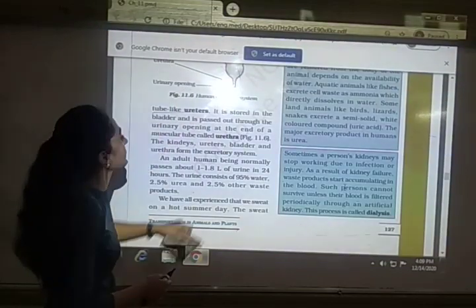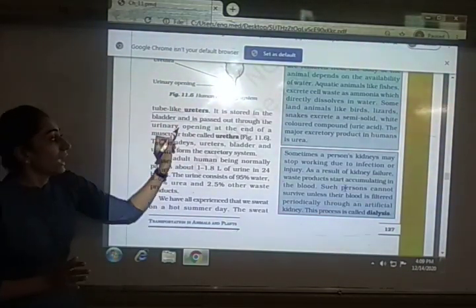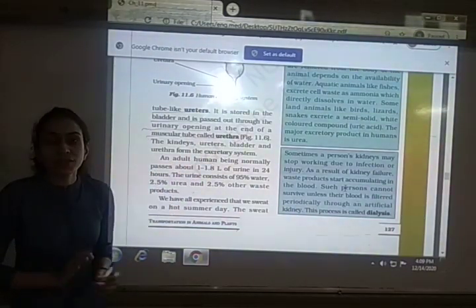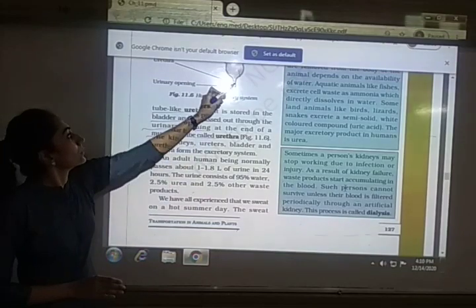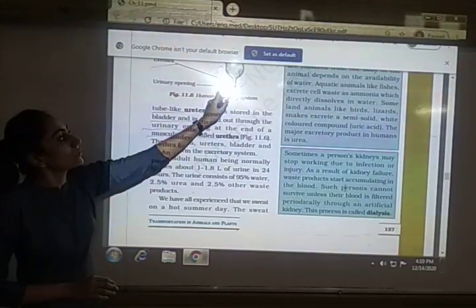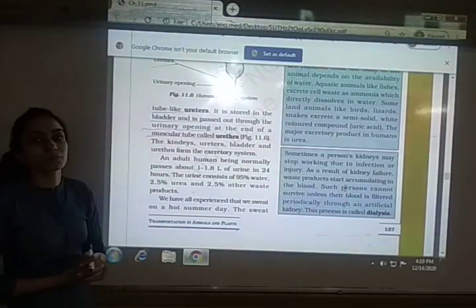Urine passes through these ureters to the urinary bladder, and after it is stored in the bladder, it is passed out through the urinary opening at the end of the muscular tube, which is known as the urethra. This one here is the urethra, and through this urinary opening the urine is thrown out from the body.